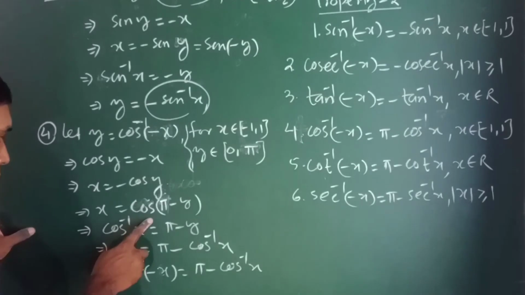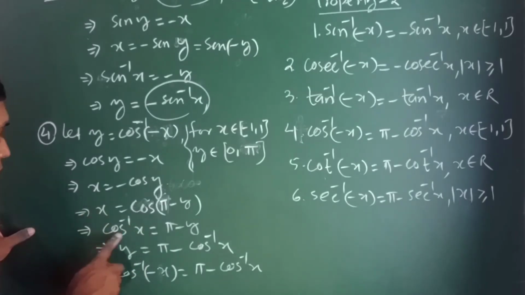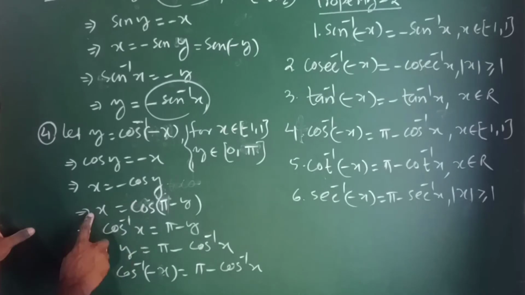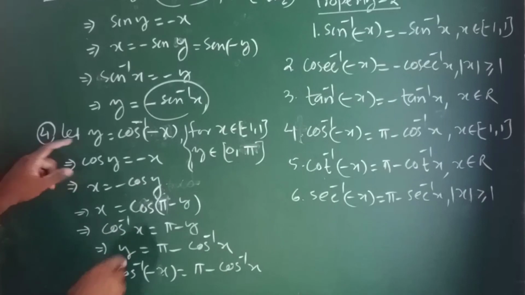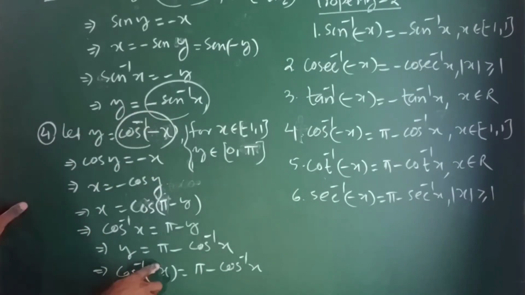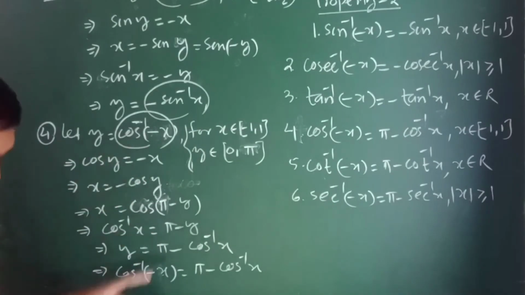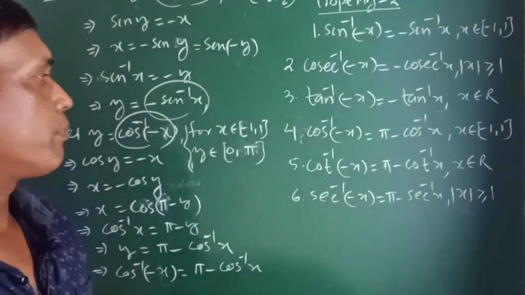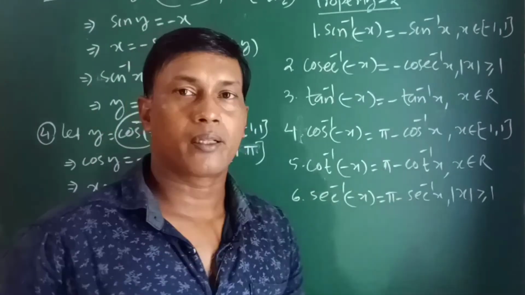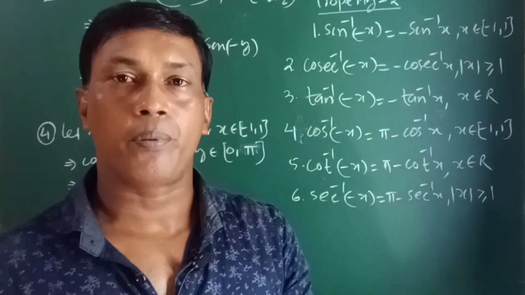So here cos inverse x is equal to pi minus y. And look here, this is minus y and this is plus, y is equal to pi minus cos inverse x. But y is equal to cos inverse minus x, so cos inverse minus x is pi minus cos inverse x. So this is property 2, where we find the inverse trigonometric value of negative of x.